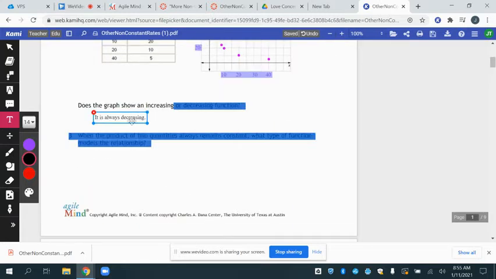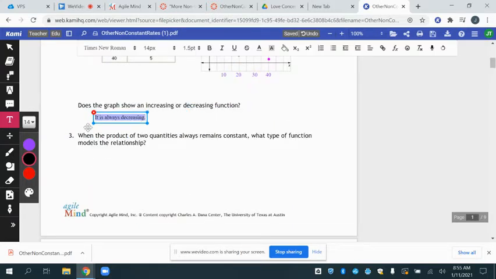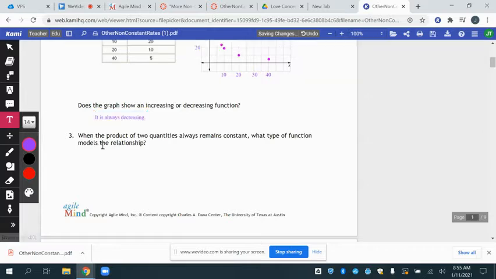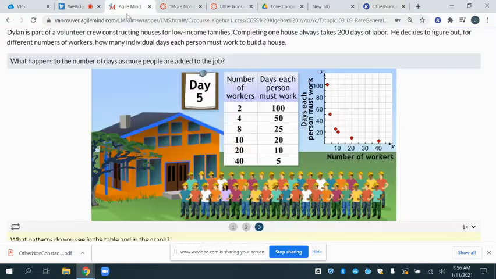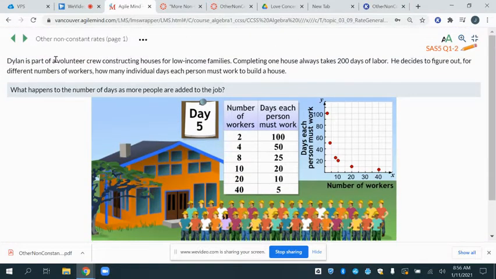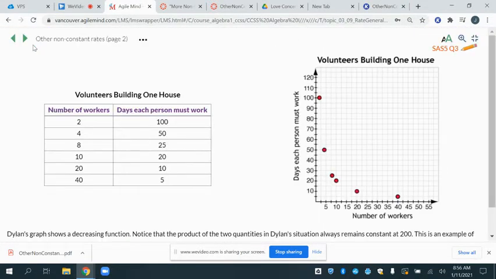And I want that to be purple. That way I can see what I wrote. You can see what I wrote easier. Boom. Okay. When the product of 2 quantities remains constant, what type of function models that relationship? Let's see what that looks like. So we're going to move on. We're going to look at these things. I know the answer, but we might as well. Look at that. There's our graph again.